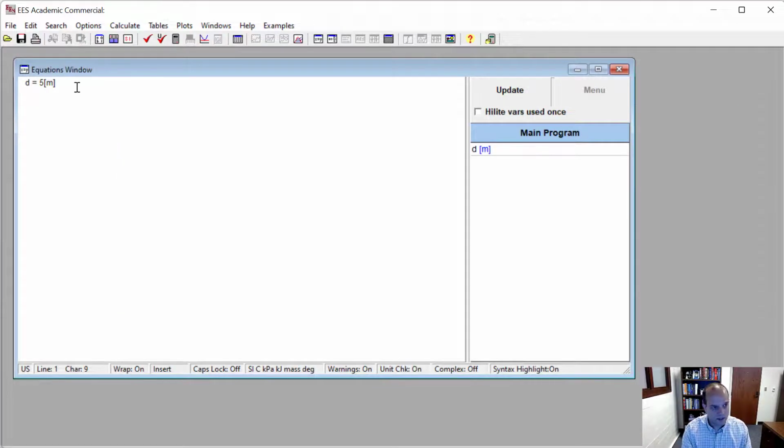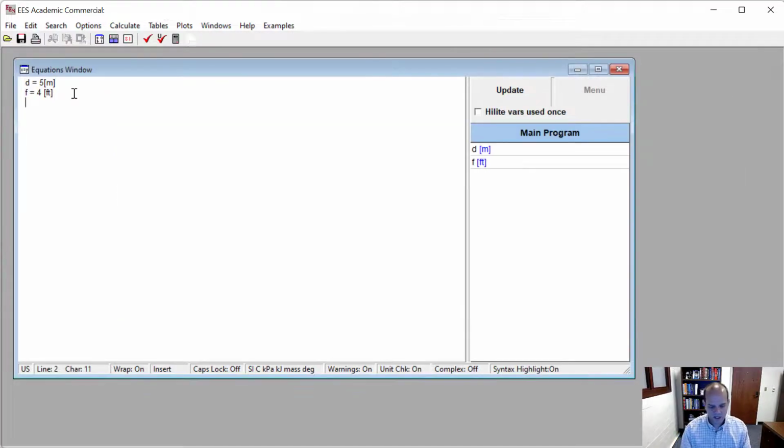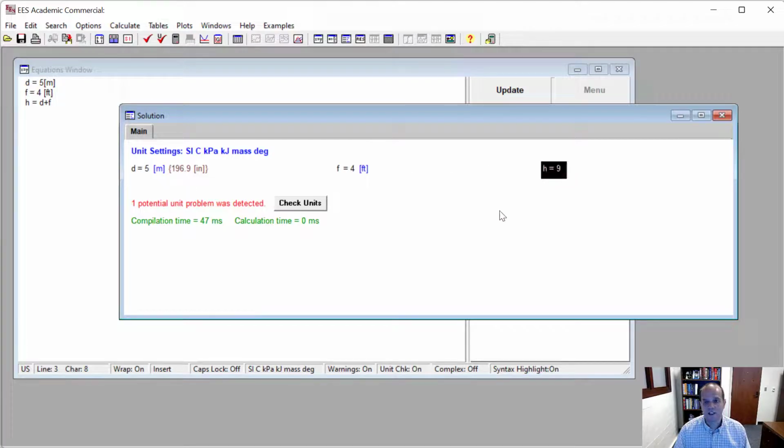And so maybe I have F equals 4 feet. And so the foot is the unit that's represented here because that's how I defined it. But now if I say that H equals D plus F, so I'd get 4 feet plus 5 meters, the result should not be 9 because I need to convert one to the other before I add them. But EES is going to take the numbers that you put in there and do just that. And so you see that H is 9.